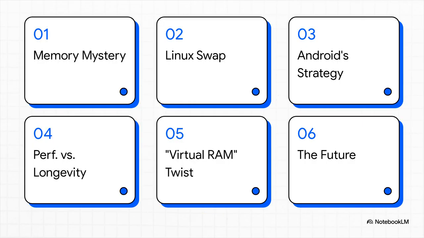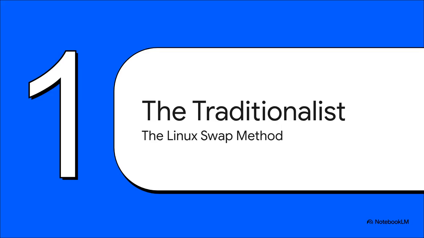So here's our game plan. We'll start with the mystery, then dive into the traditional Linux swap philosophy. After that, we'll look at Android's radical compress and kill strategy. We'll put them head-to-head on performance and longevity, unravel the virtual RAM twist, and finally, look at what this all means for the future. All right, let's kick things off with the classic, the established champion.